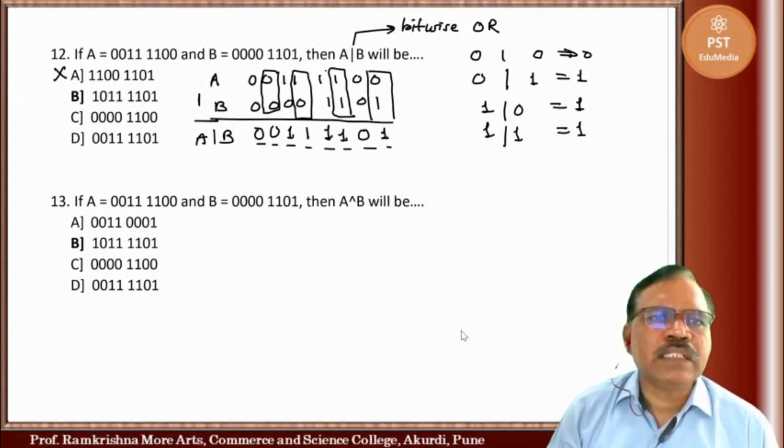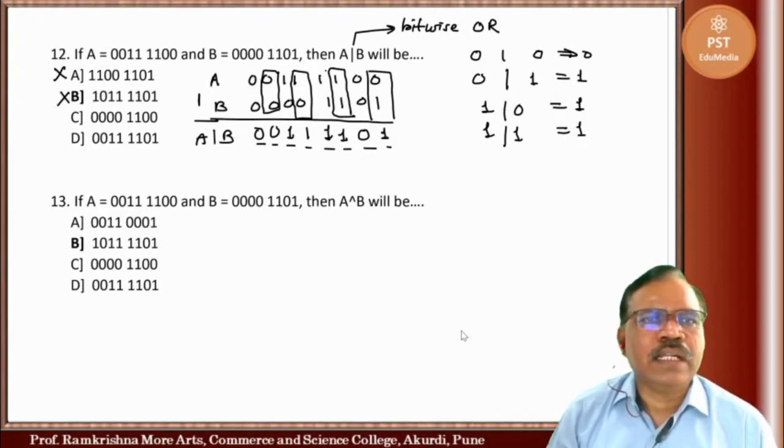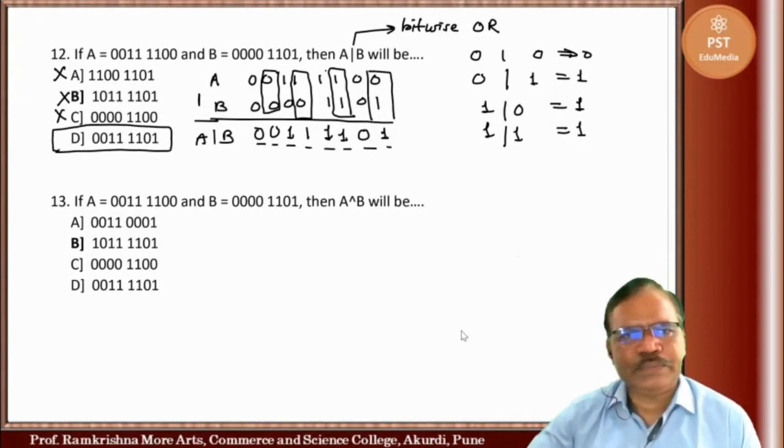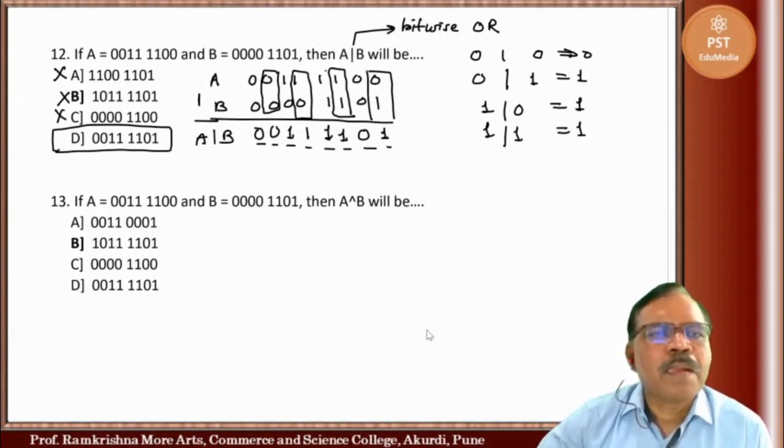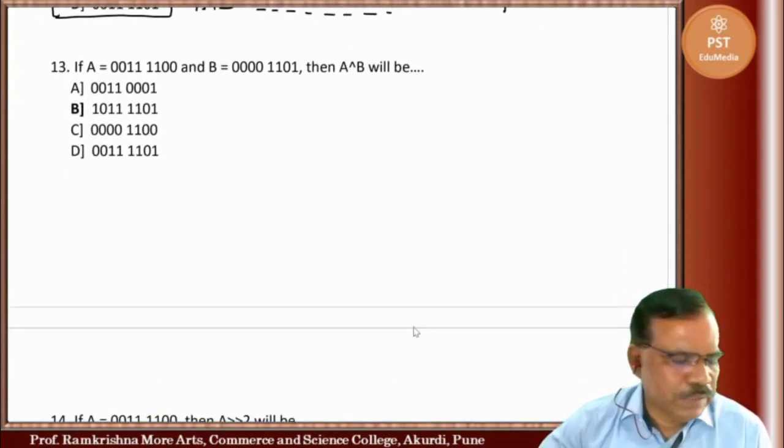So this first one is not correct. This second one is also not correct. Third one is also not correct. Fourth one is correct. Now next one.